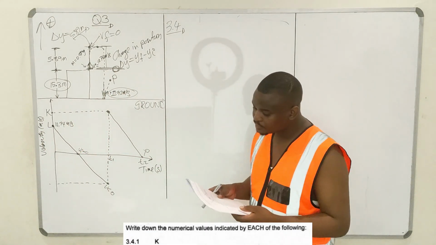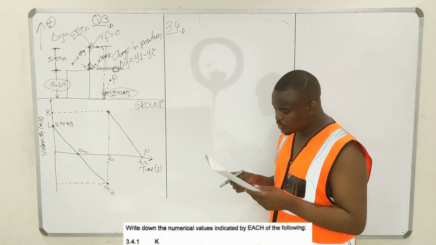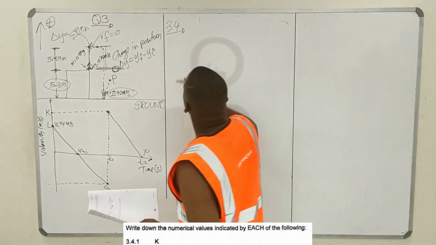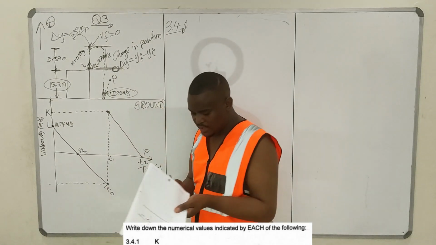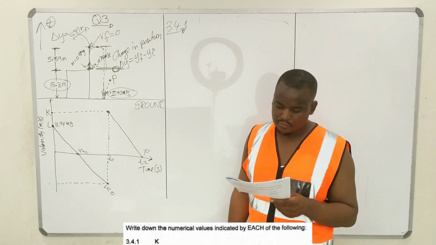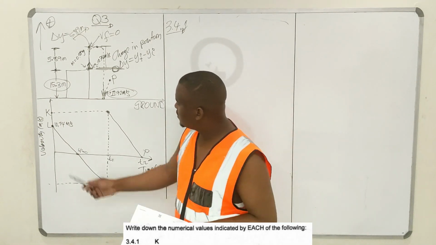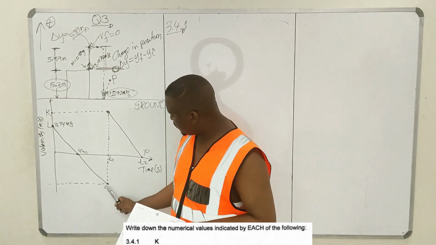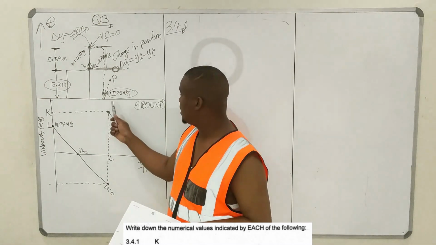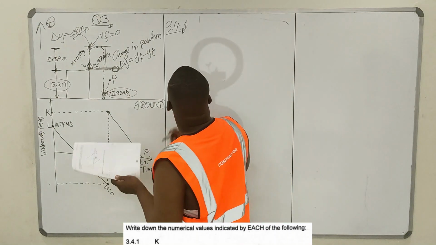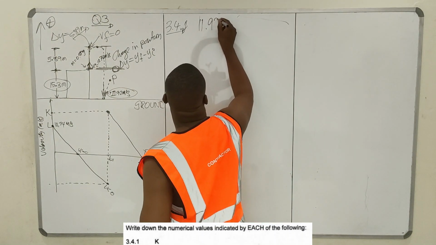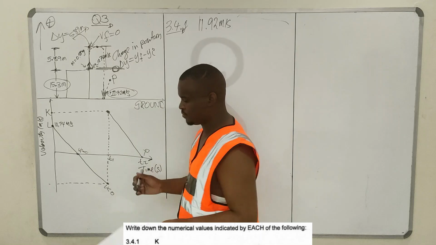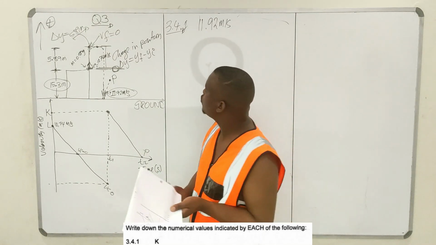No problem. That's saying write down the numerical value of each of the following. 3.4.1. They want you to write down the numerical value of K. What is K? K is this velocity here, the bounce off velocity. Like I said, it was going down here, it was negative. All of a sudden, it became positive. It's the bounce off velocity, which was 11.92 meters per second. It's positive. Done. Go to the next one.